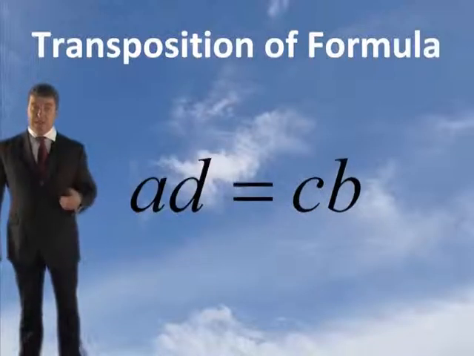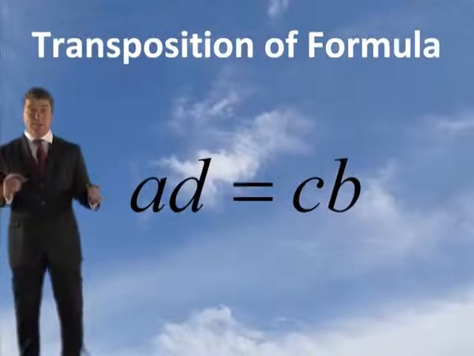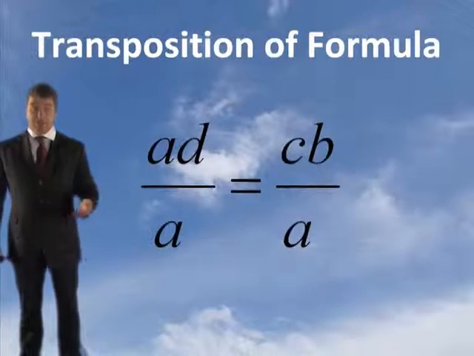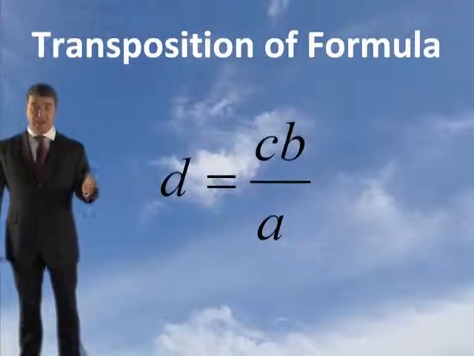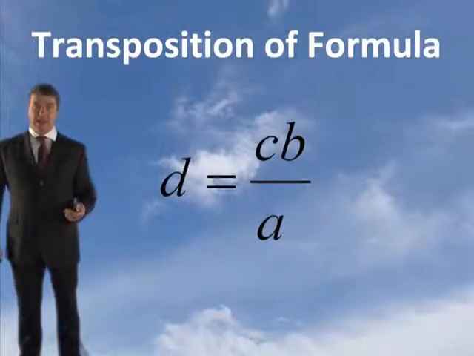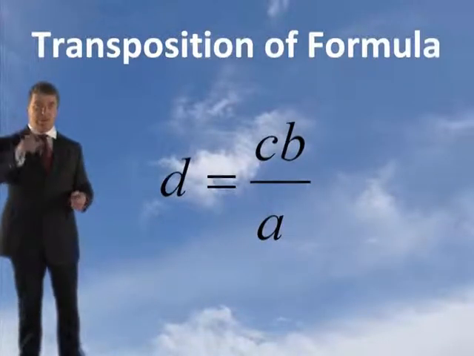AD equals CB. Then all you do is divide both sides by A. Both sides by A, that cancels that out, and it gives us the final formula, D equals CB divided by A. The key rule is whatever you do to one side, you do to the other.